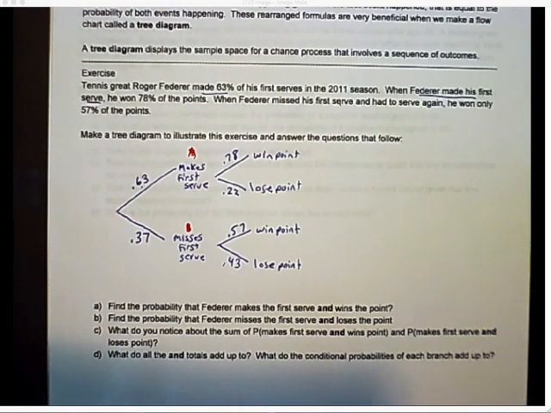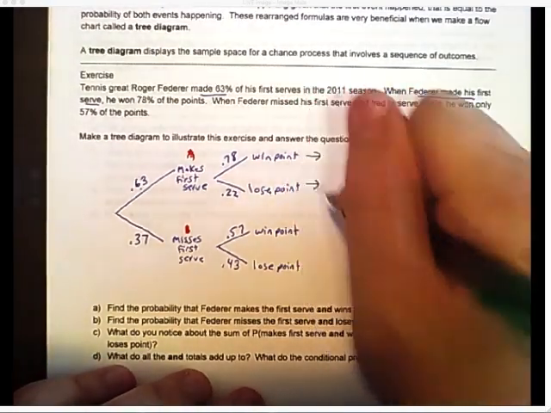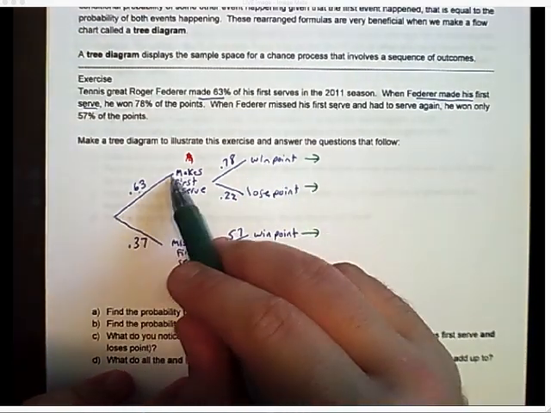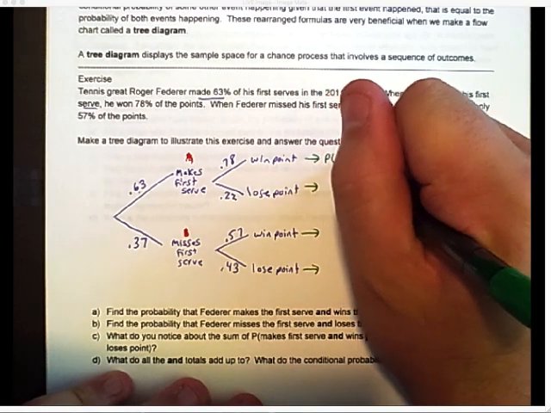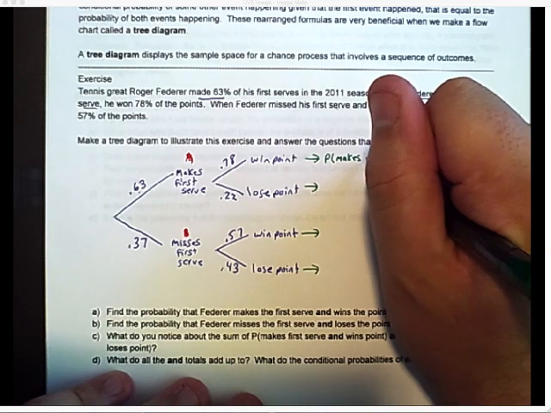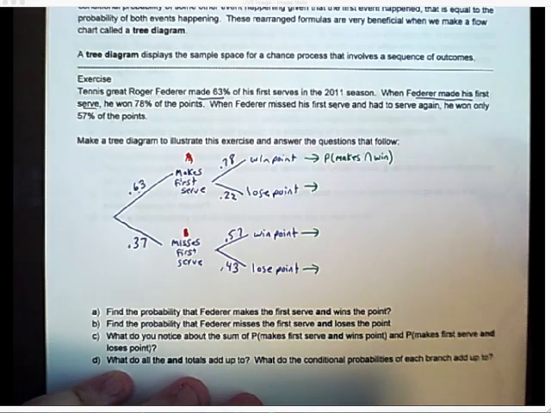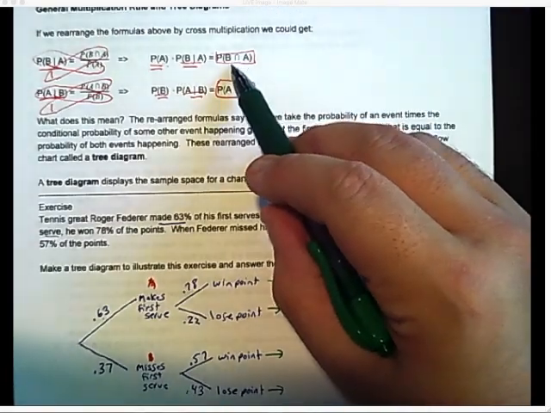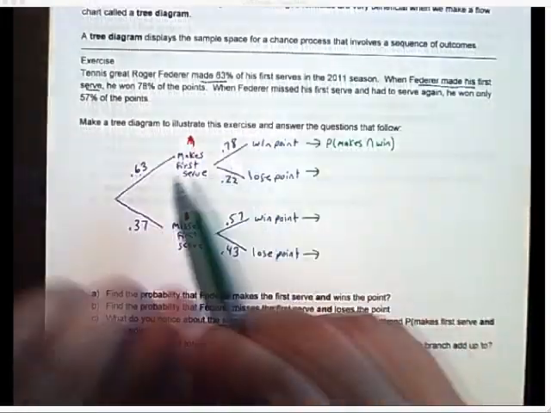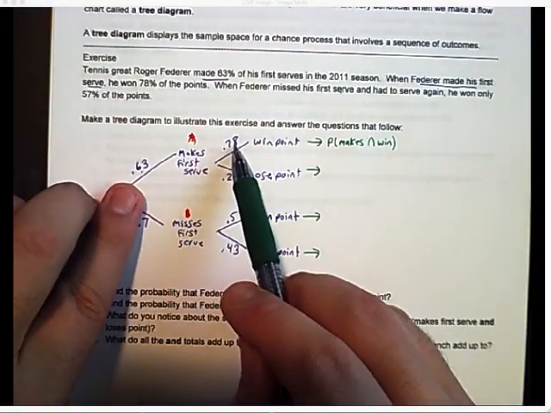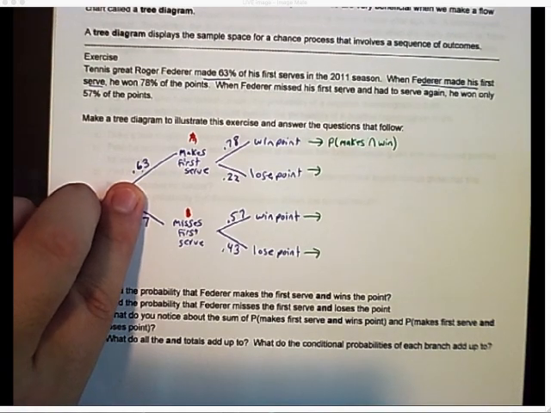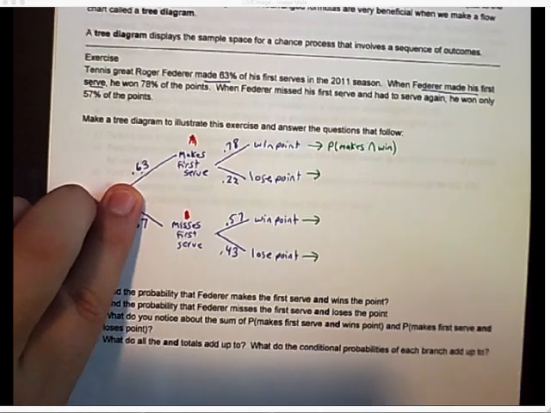So what comes out here? Let's think about what this branch represents. This is the probability that he makes the first serve and wins the point. There's your "and" statement right there. How do we find that? We multiply. So let's multiply these numbers. 0.63 times 0.78, that's 0.4914.